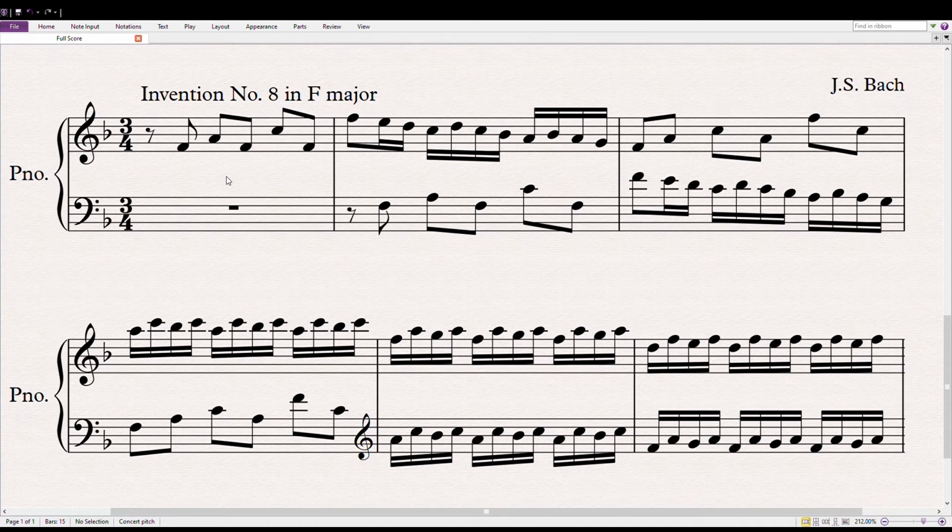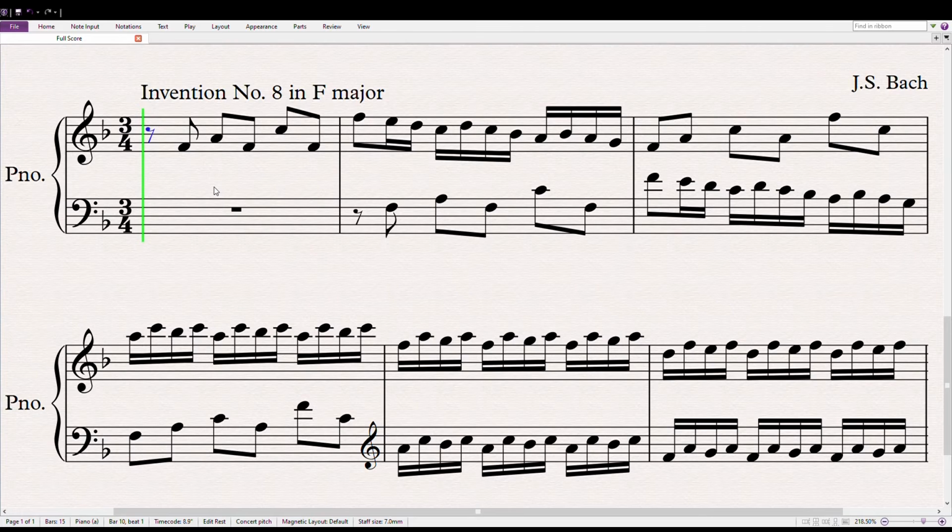This is the scale. And when you listen to the piece, you'll notice that all of the notes in here are going to be from that scale. Here's what it sounds like.